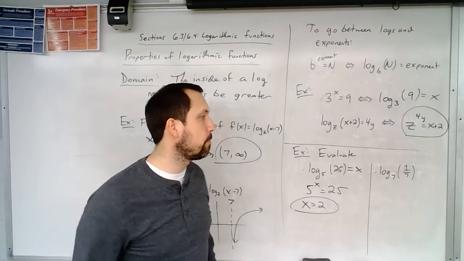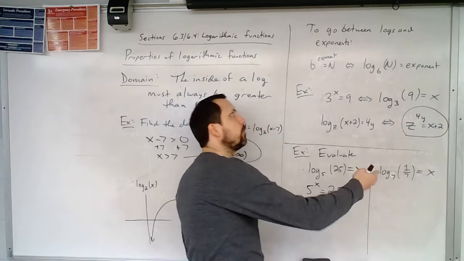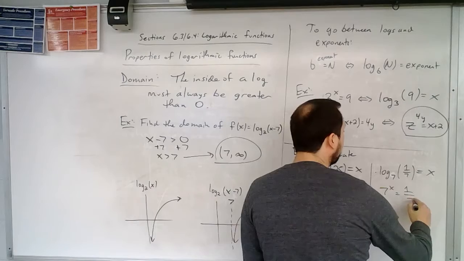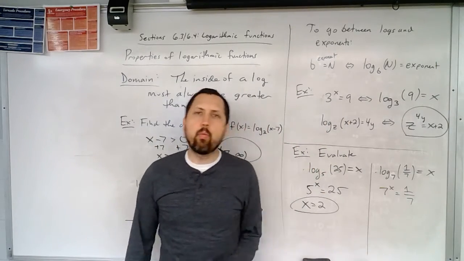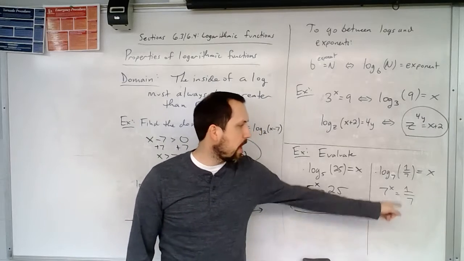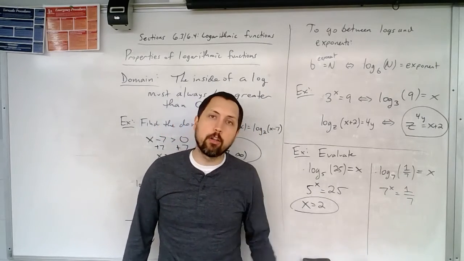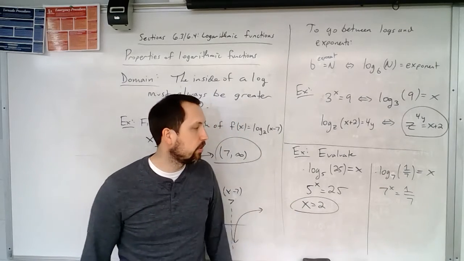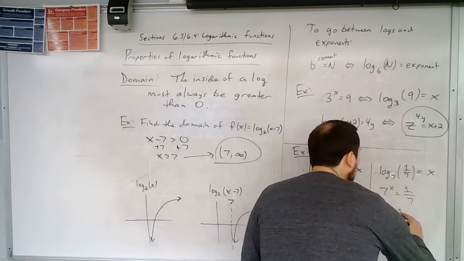Doing this over here for log base 7 of 1/7, again, I set this equal to x, then I turn this into exponential form. So I have 7 to the x is equal to 1/7. Now, 7 raised to what power gives me 1/7? Well, somehow 7 has to go to the bottom of the fraction. And as we talked about a little while ago, negative exponents do that for us. So if I raise this to the negative first, it works. So x is equal to -1.